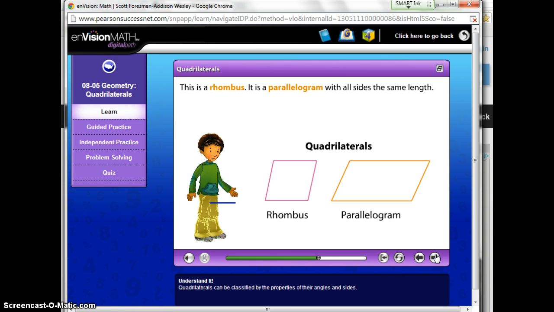This shape is a rhombus. A rhombus is kind of like a square that's tilted. It is also considered a parallelogram because it has opposite equal sides and opposite equal angles.